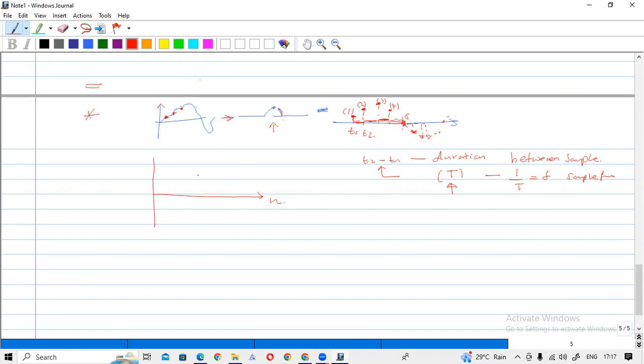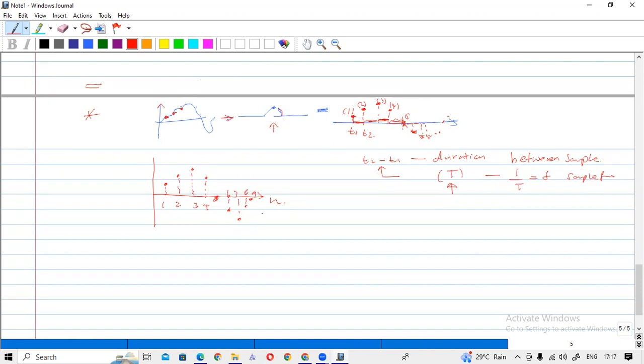This is the first sample. And this is the second sample, this is the third sample, this is the fourth sample, this is the fifth sample, this is the sixth sample, seventh sample, eighth sample, ninth sample, like this. So this will be 1, 2, and this sample will be 3, this sample will be 4, fifth sample, this is 6, this is 7, this is 8, this is 9.